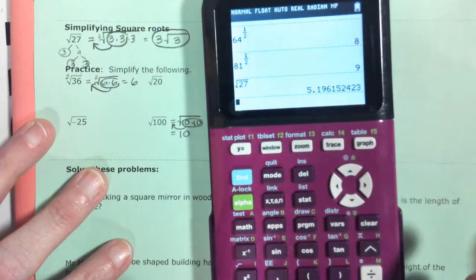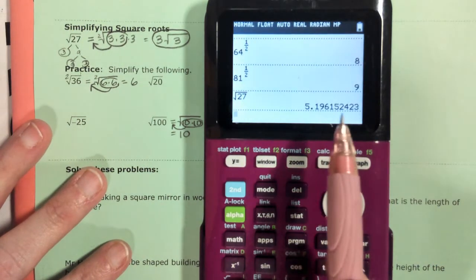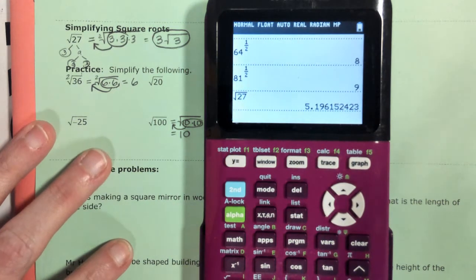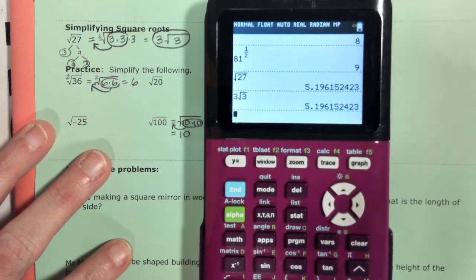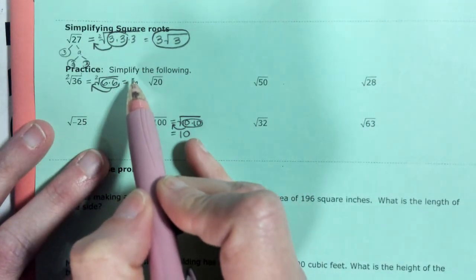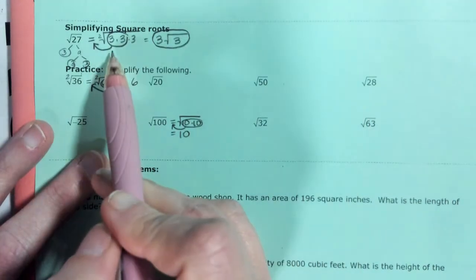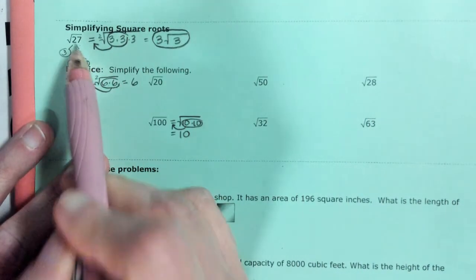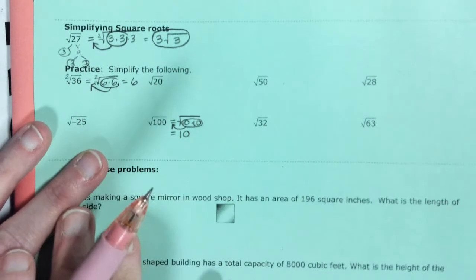Now, when we put the square root of 27 in our calculator, we got 5.19, all that other stuff. Well, if I put 3 square root of 3 in my calculator, I get the same exact value. Because remember, simplify is a key word for finding equivalency. So if I simplify correctly, what I get at the end should be the same as the original.